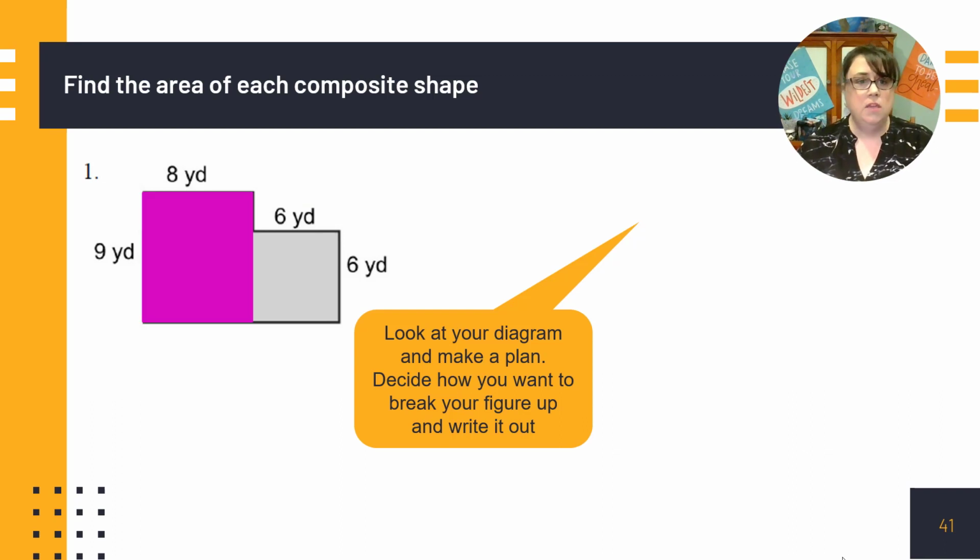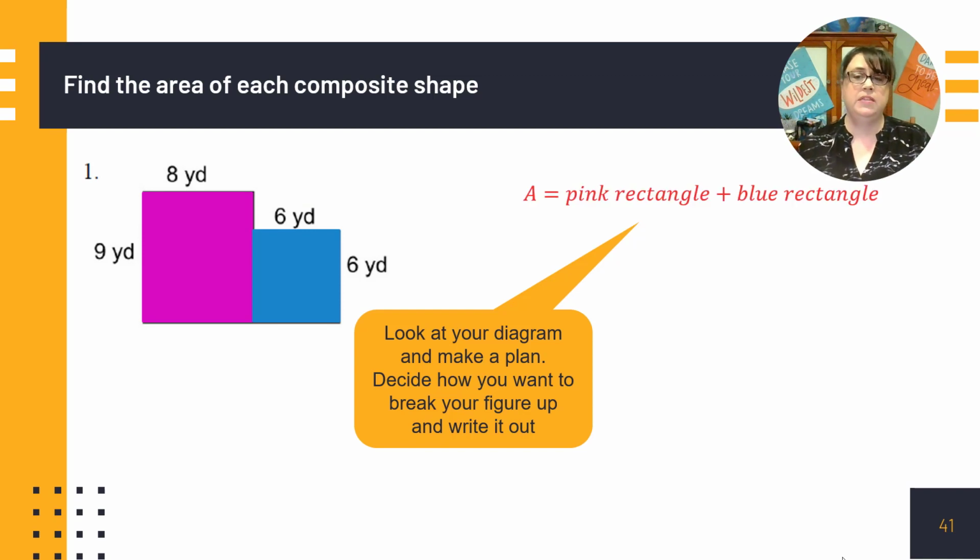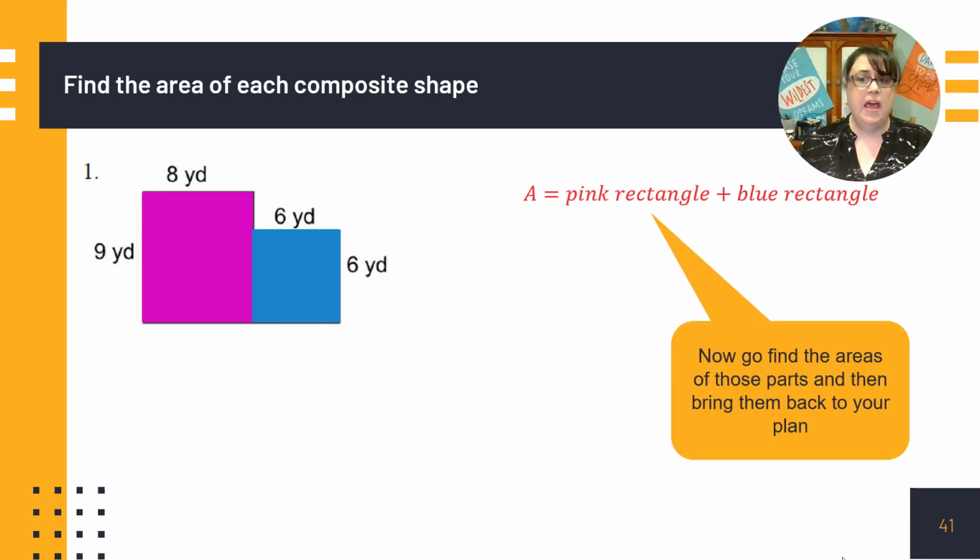The other reason we write it out is so we can communicate with one another what it is that we're doing. The way I was looking at it, I decided to draw a straight line down and break it into this pink and this blue. So the area is going to be the area of the pink rectangle plus the area of the blue rectangle. After I've found the areas of those parts, I'll bring them back to the original plan. So we have this big idea, and then we do some smaller sub problems to get the whole picture done.